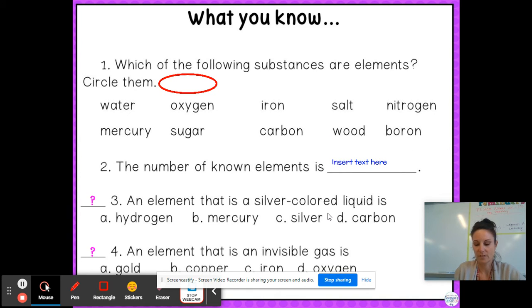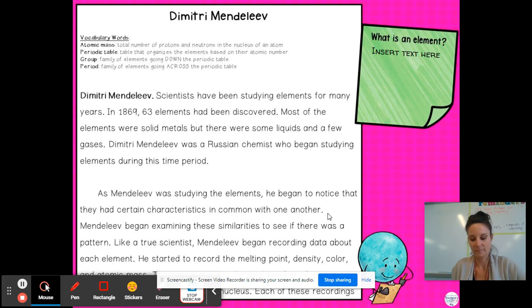Slide 6. So you can see on slide 6 on your paper that it says, write the answers to the questions here. So you can see the questions on the slide. You just need to write the answers to the numbers on your paper. Slide 7.